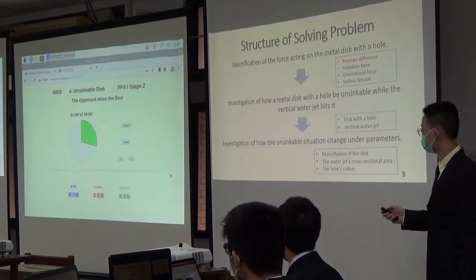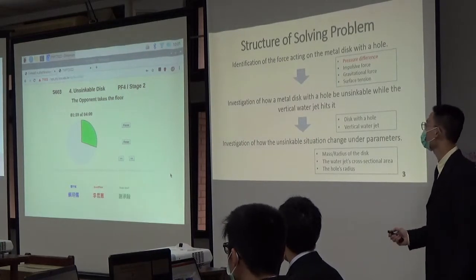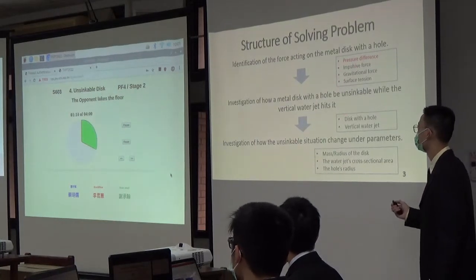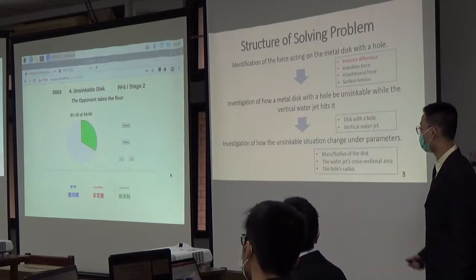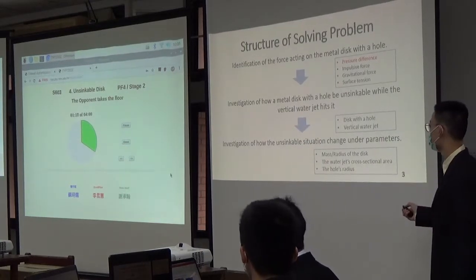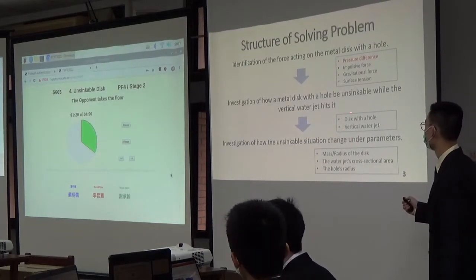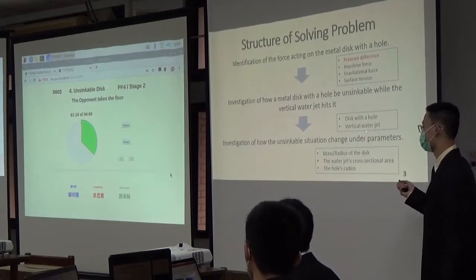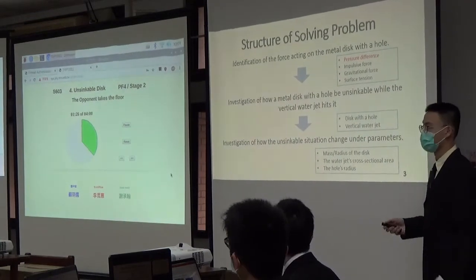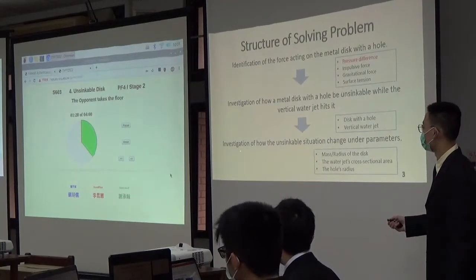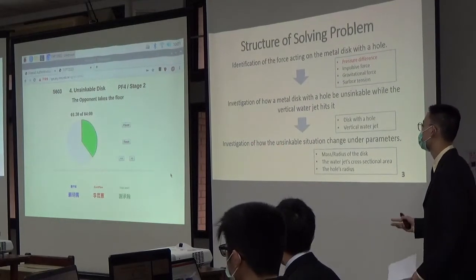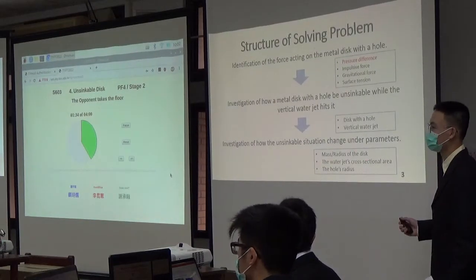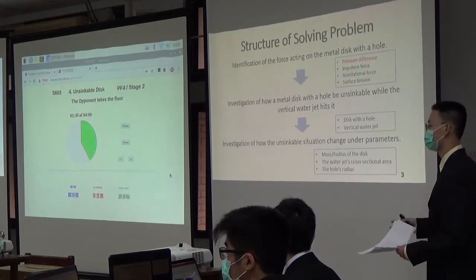And the second part, we need to investigate how a metal disc with a hole can be unsinkable while the vertical jet hits it. And we are going to discuss and put the main focus on the disc with the hole, and also the vertical water jet. And at last, we need to investigate how the unsinkable situation changes under different parameters. And here are some parameters that the opponent thinks are the most important ones that will affect the experiment.